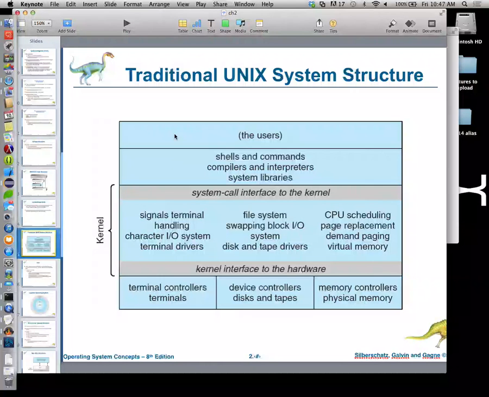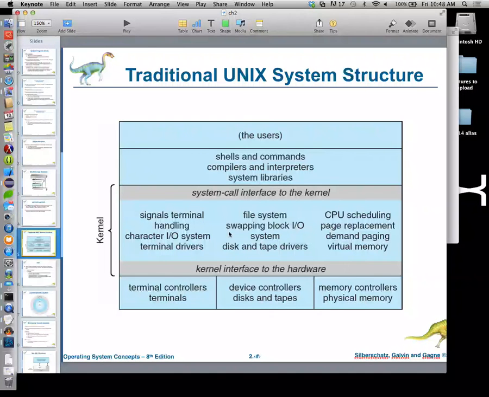These guys would be application, these are people. This would be application programs. So the kernel, the top layer of the kernel is system call interfaces to the kernel. In that we have signals, signal handling, I/O systems, terminal drivers, file systems, CPU scheduling stuff. So kind of the meat of the operating system. Below that we have the kernel interface to the hardware.